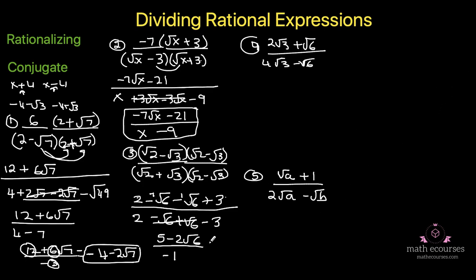Okay, so you'll get 5 divided by negative 1 is negative 5. Negative 2 divided by negative 1 is a positive 2 square root of 6.